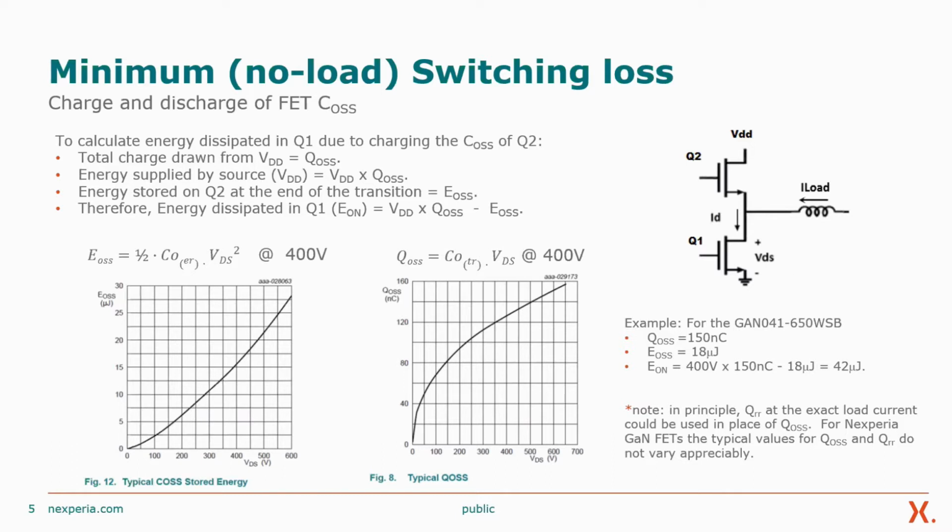Now, you note this last comment in the bottom right there, where we say in principle, QRR at the exact load current could be used in place of QOSS, right? The cascode GaN FET will have a small amount of charge in the body diode of the silicon MOSFET. In practice, that 30 volt low voltage MOSFET does not have a lot of charge in its body diode. And in fact, when we do the measurements to find typical values that we put on the data sheet, we don't measure an appreciable difference. And so we typically put the same number for both QRR and QOSS. And so for these calculations, I'm simply using QOSS. But the point is, QRR would also be applicable.